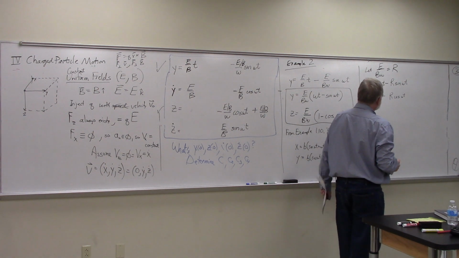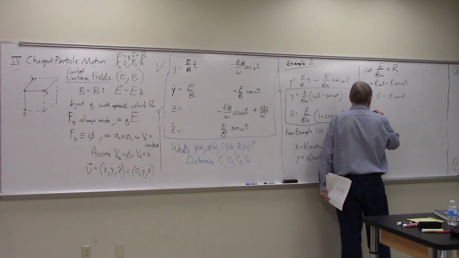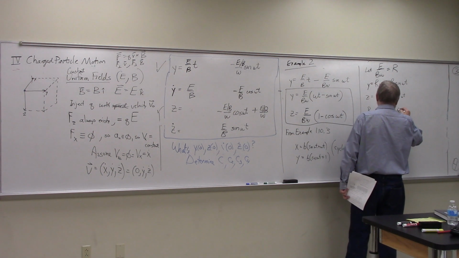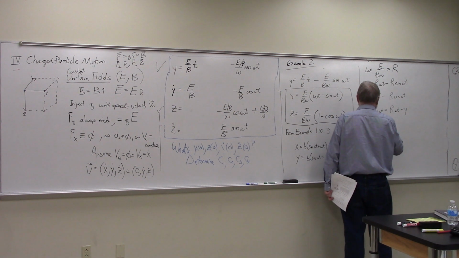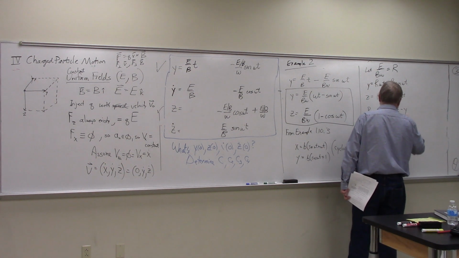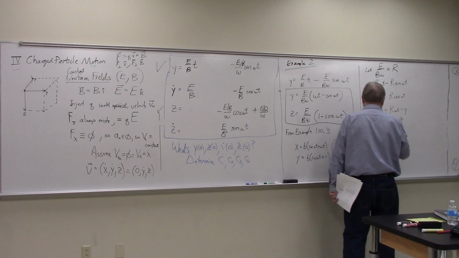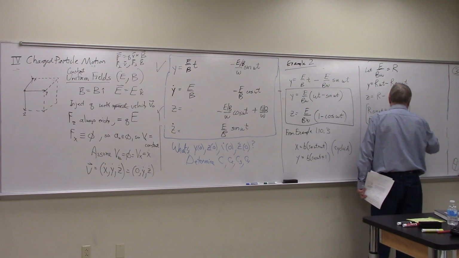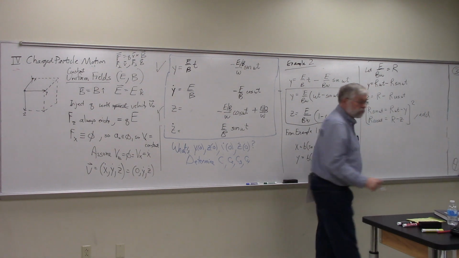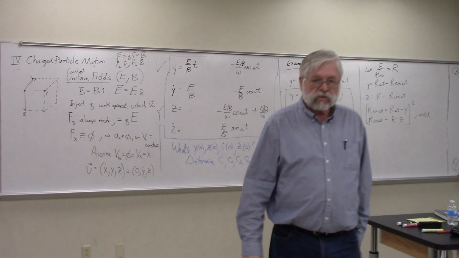Let's isolate the sine and the cosine. R sine omega t equals R omega t minus Y. R cosine omega t equals R minus Z. Square them, add them together. I'll get R squared sine squared omega t, R squared cosine squared omega t.